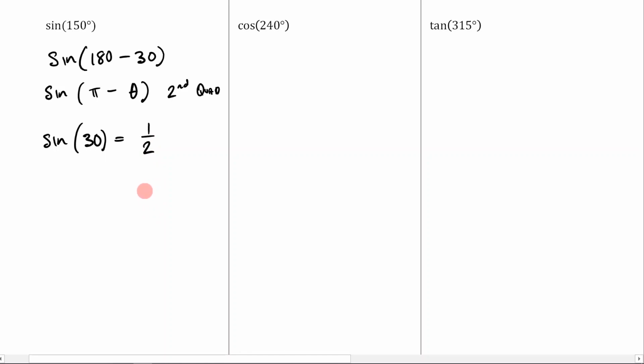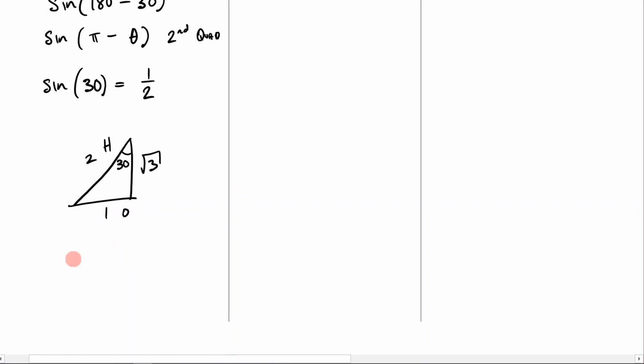If you're struggling to get that, you can draw your special triangle. We're dealing with 30 degrees, which is not that one, it is this one. And this is going to be the square root of 3. This is going to be 1. This is going to be 2. Then sine is opposite over hypotenuse, so it's 1 over 2. That's how we're getting it. Also remember that 30 is pi on 6.